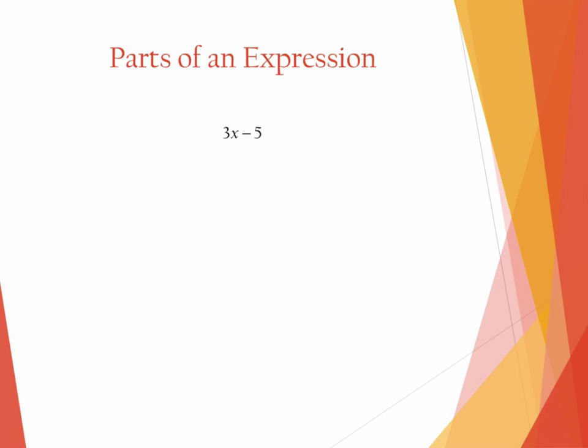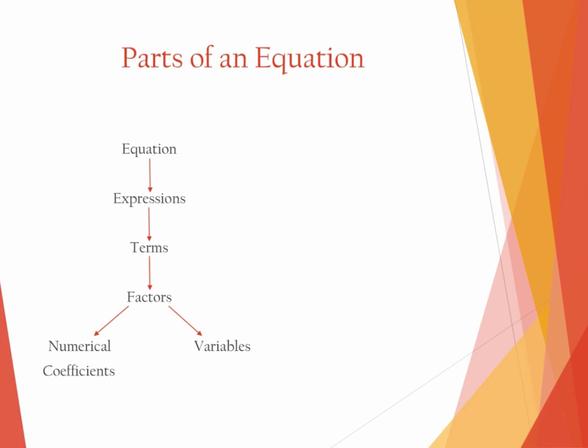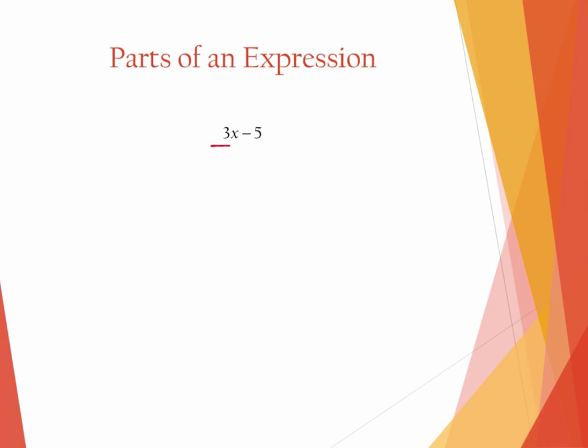Now let's look at an expression, which is equivalent to a sentence in English. So I have a very simple expression here, 3x minus 5. Remember, each expression is made up of terms. So in this expression, I have 2 terms. I have 3x and I have negative 5. The way that we can distinguish terms is by using our plus and minus signs. So that's how I know I have 2 terms, because of the minus sign. The minus sign is kind of like a space. It tells me when one term ends and another term begins.